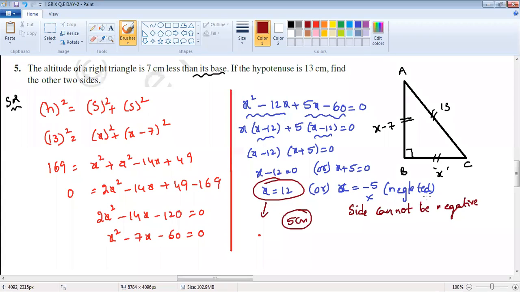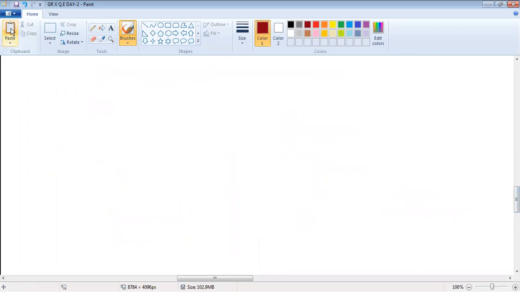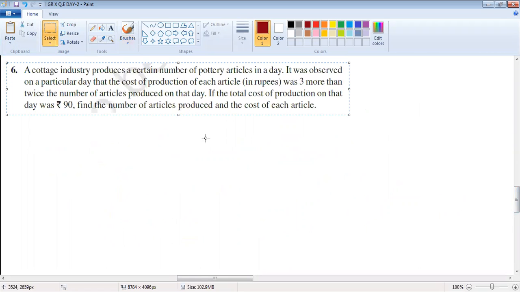Are you clear? So the sides are, one is 12 and another is 5 centimeters. Okay, and one more question. I hope so. This is the last question for today's session.